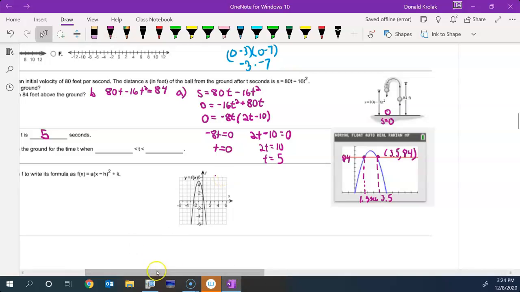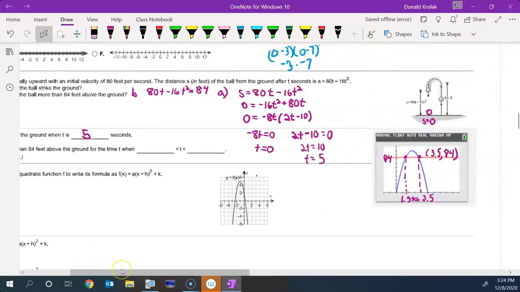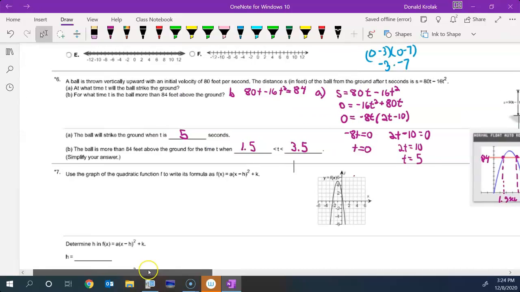All right, so the question's asking, when is the ball more than 84 feet? So once it passes 1.5 seconds, it's going to be above 84, and until it reaches 3.5 seconds, and then it's going to fall below 84 feet.